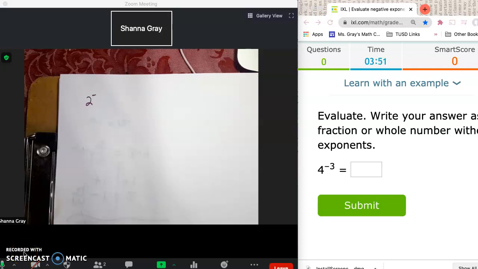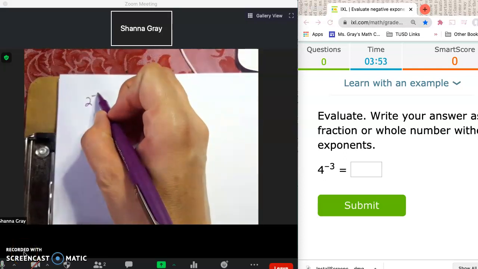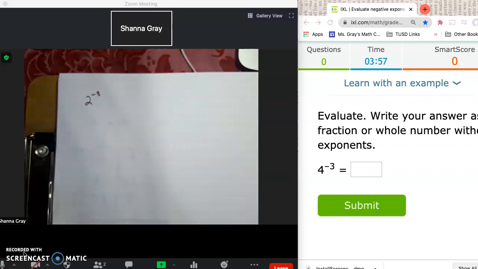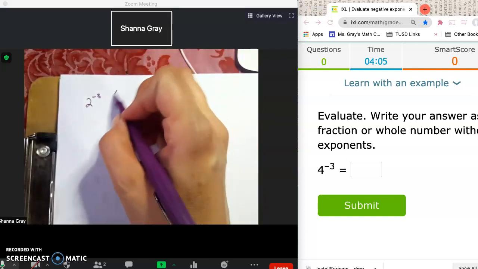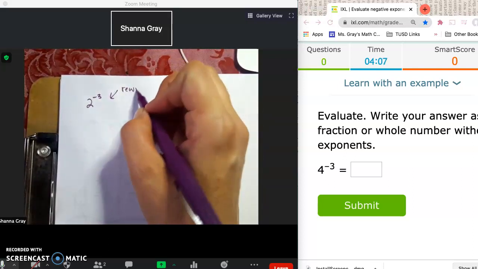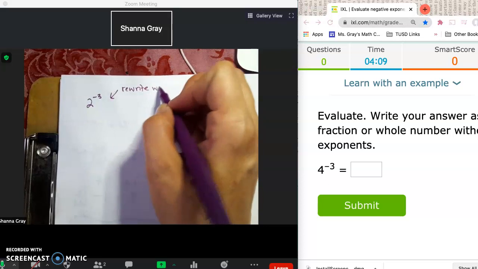Okay, so first of all, I want to point out if you have 2 to the negative 3, then really what you're trying to do is rewrite it without a negative exponent.